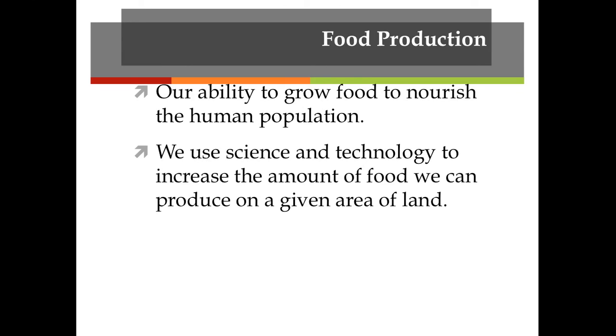Food grains such as wheat, corn, and rice provide more than half of the calories and protein humans consume. Still, the growth of the human population is straining our ability to distribute adequate amounts of food. We use science and technology to increase the amount of food that we can produce on a given area of land. So, for example, we've expanded irrigation, we have fertilization, we have new crop varieties, and these are all things that have come along within the last century.